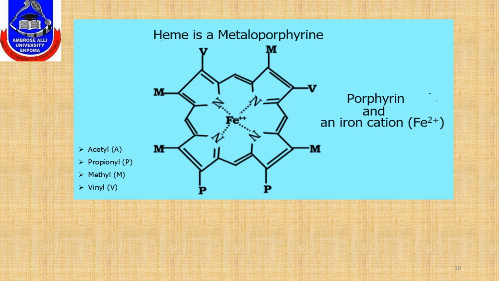Having said all this, all put together, we have something like this. This is a heme molecule containing the methyl, vinyl, and propionyl groups attached to it.